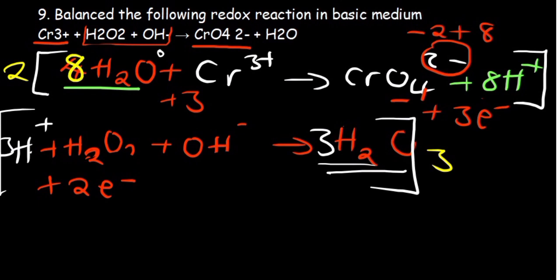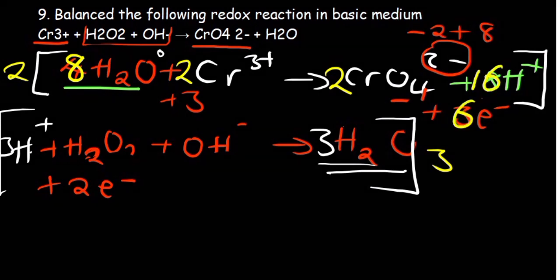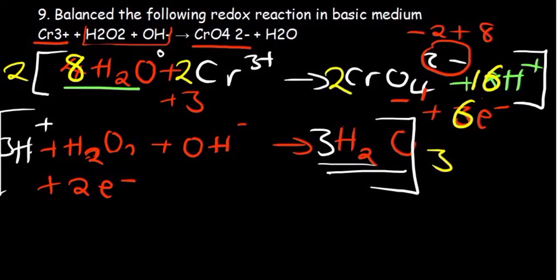The chromium, which has a 1, multiplied by 2, is going to be a 2. Then the 8 will become a 16. The electrons will become 6. After multiplying by 3, 3 by 3, there is a 9 there. So we have 6 for the electrons. So now the electrons are going to cancel out.